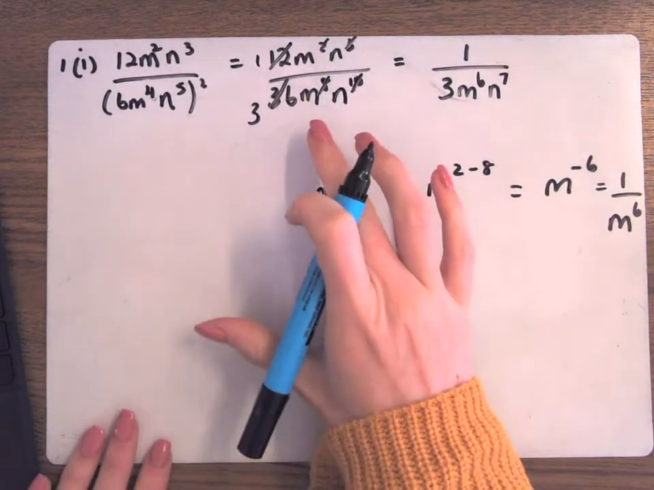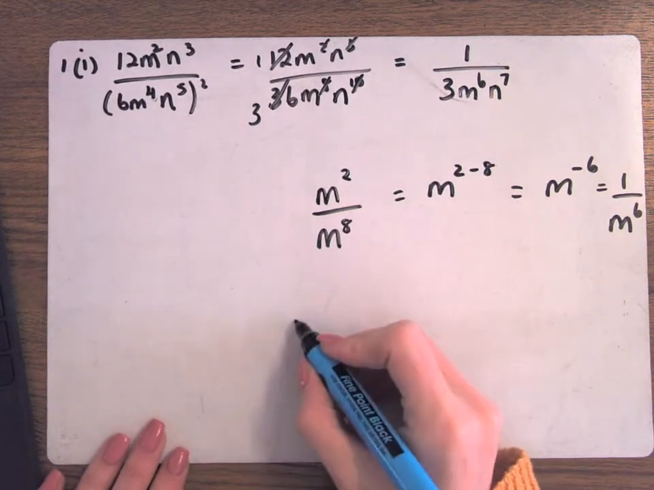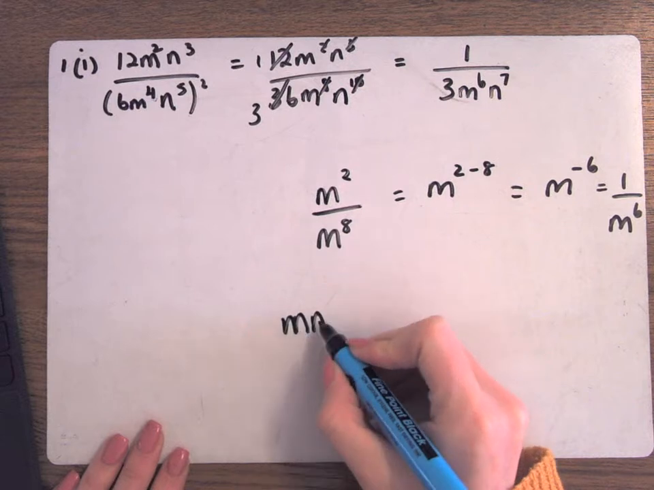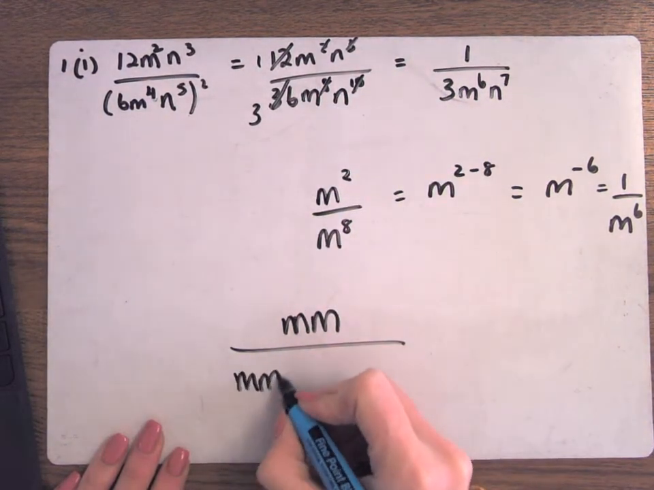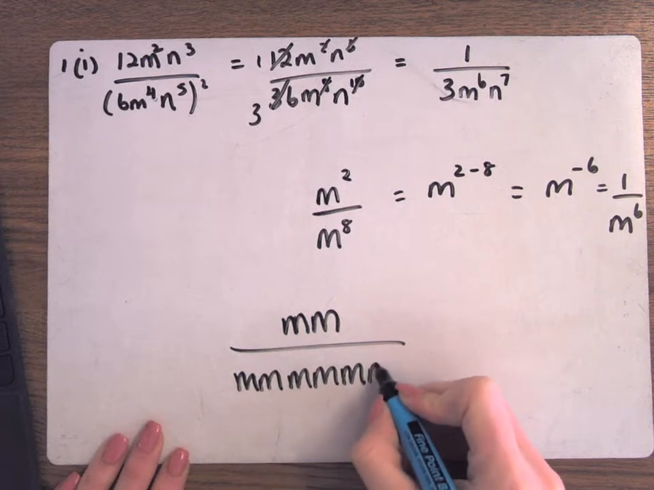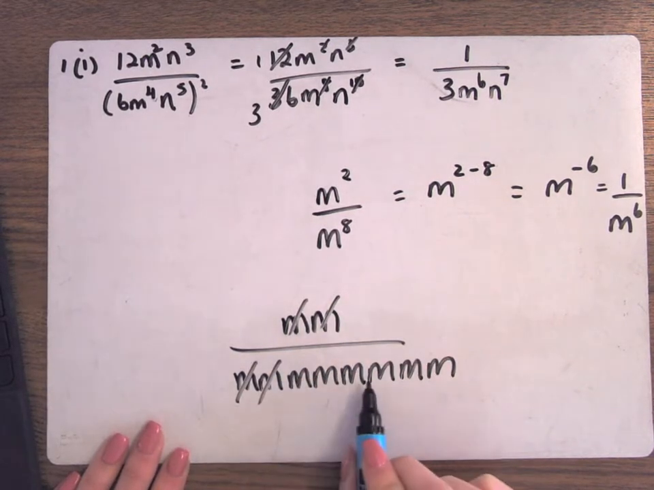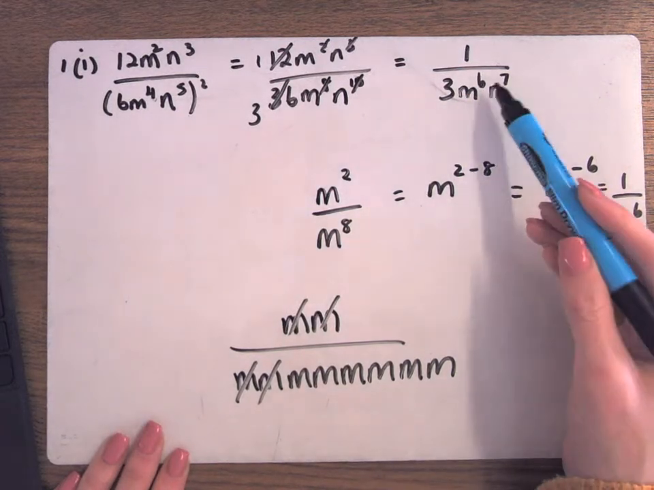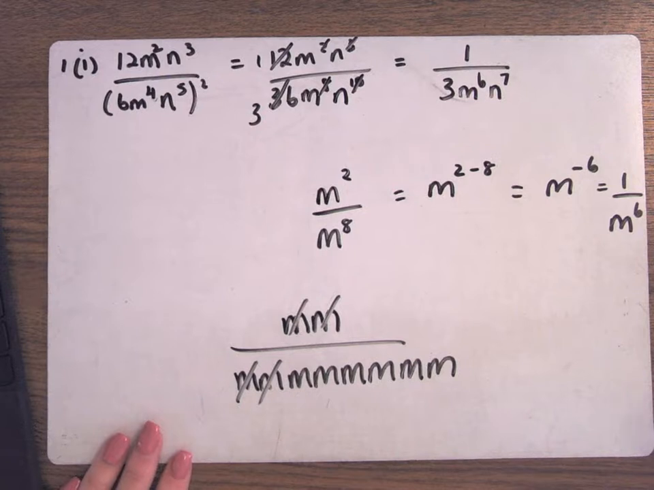If you were to actually, let's say you forgot all your indices laws, you could just write it out. So that's m squared on the top and m to the power of 8 on the bottom. And then you can just cancel. And you're left with 1, 2, 3, 4, 5, 6 of them, so m to the power of 6. Does that make sense? Yeah, so you totally can draw it out, but obviously we're just going to learn the laws. If you use this book and just went to the laws of indices, you'd just devise that for the test.